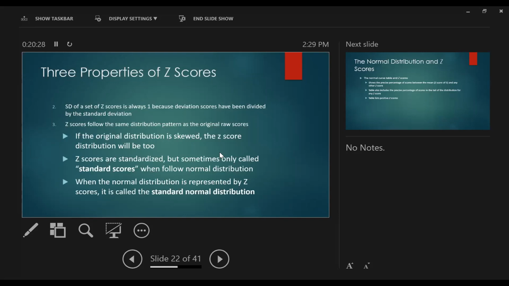The standard deviation of a set of z-scores is always 1 because the deviation scores have been divided by the standard deviation. Okay, this is an important point. This is how we simplify everything with z-scores, so that instead of having a standard deviation of 22.7983, right, we make them easy whole numbers. It's going to be 1, 2, or 3, all whole numbers with a change of 1.